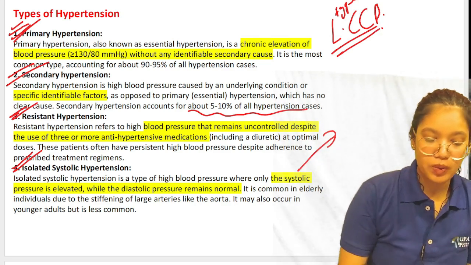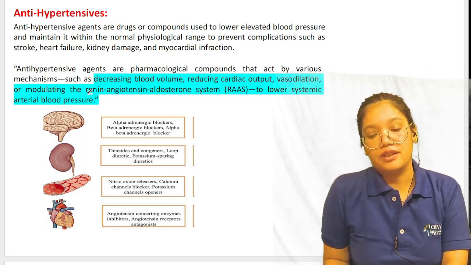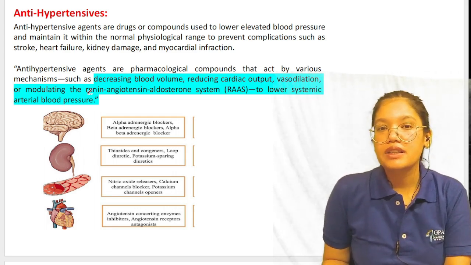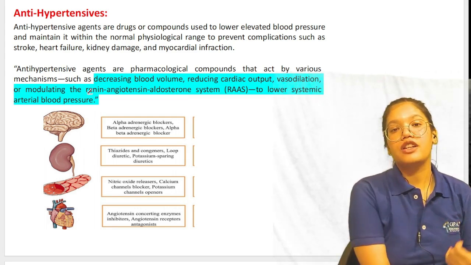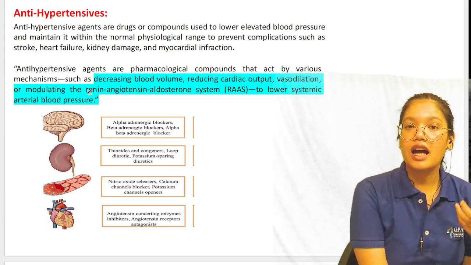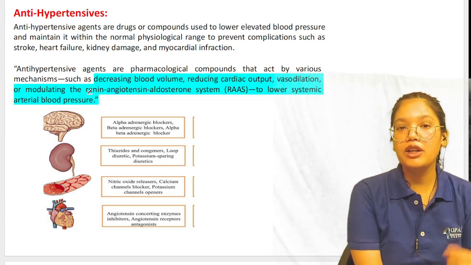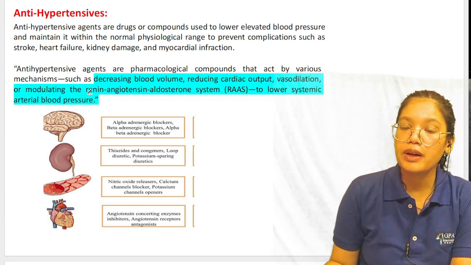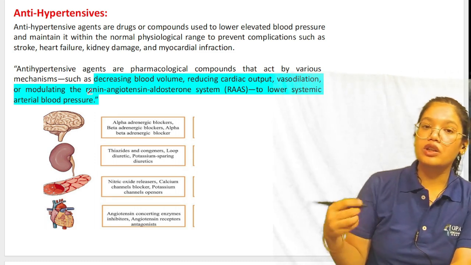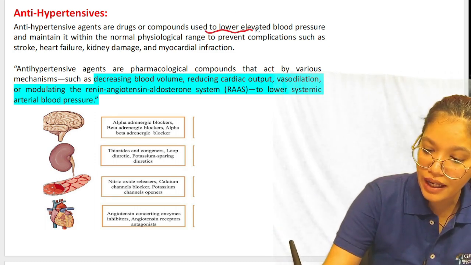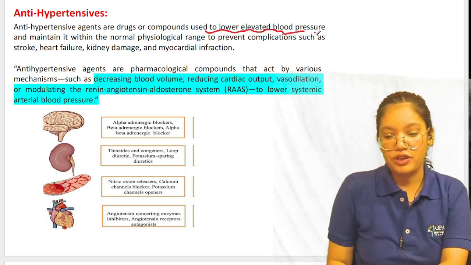Next, we have antihypertensives. Now, what are antihypertensives? Antihypertensive agents are the agents or classes of drugs that can be used to control this hypertensive condition. They basically lower the elevated blood pressure.